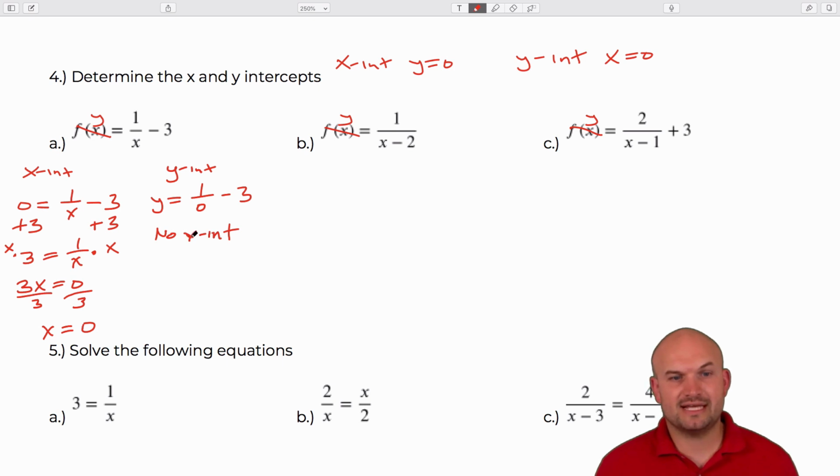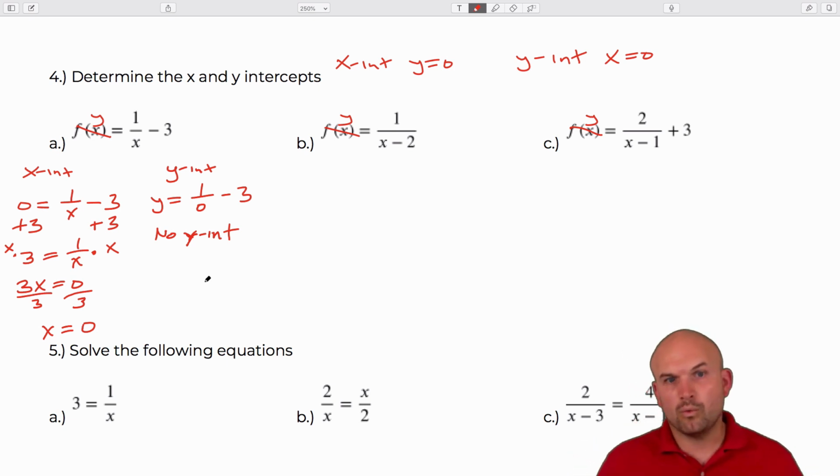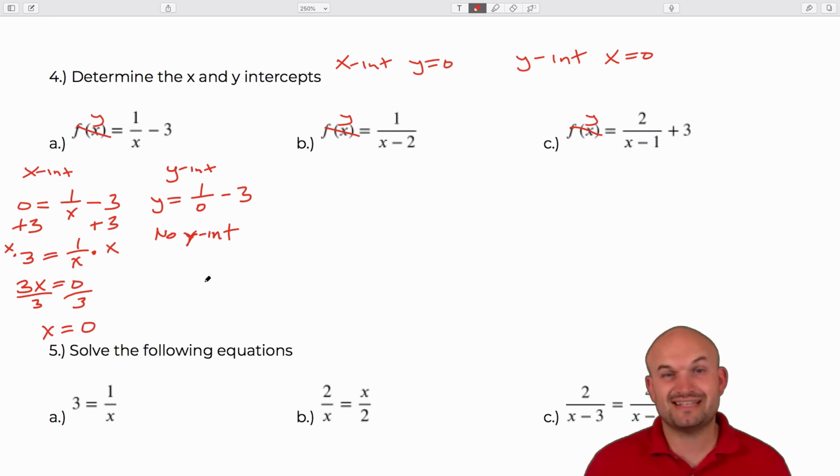And once we start taking a look at the graphs, you'll kind of see how that makes sense. And then at the end of this course, it will make a lot more sense as far as what that produces and what is going on. For right now, we just want to make sure we understand that there's no y-intercept when 0 is in the denominator. All right, so let's go do another one here.